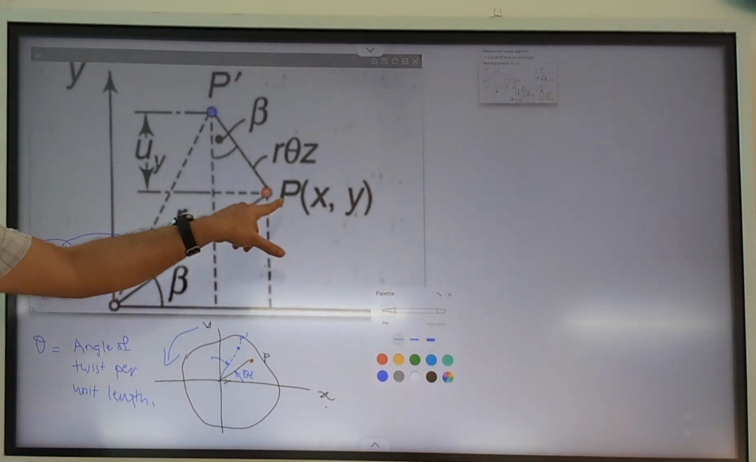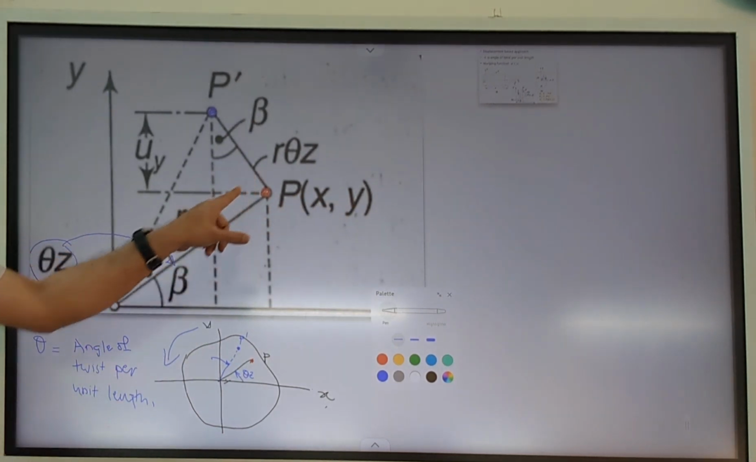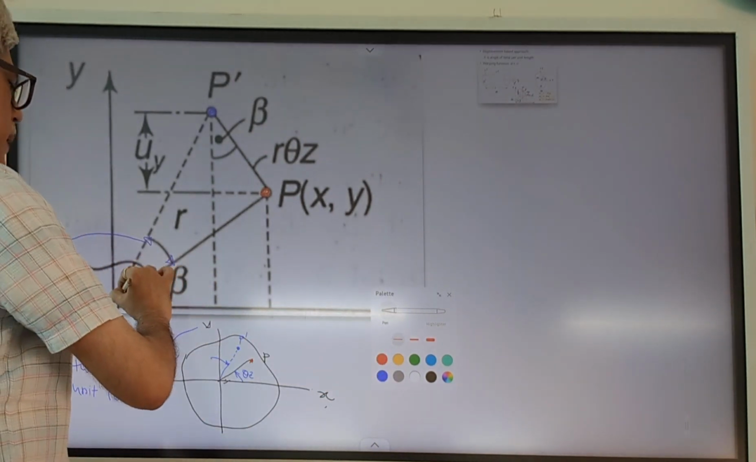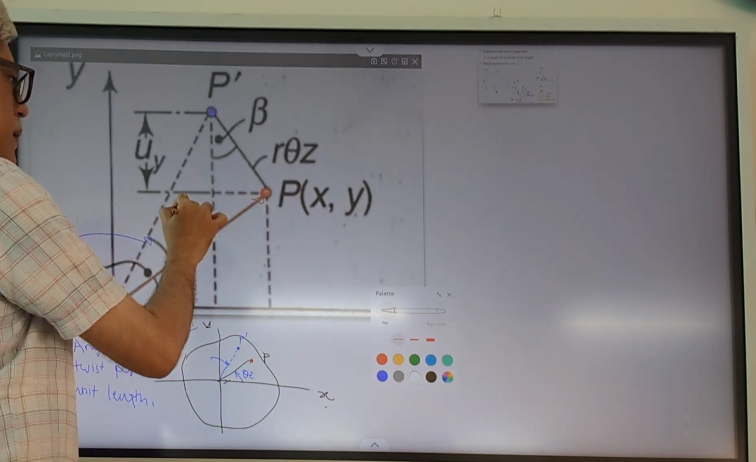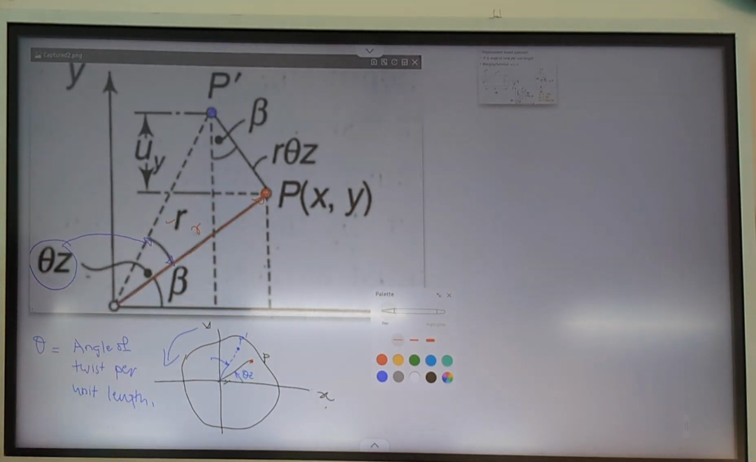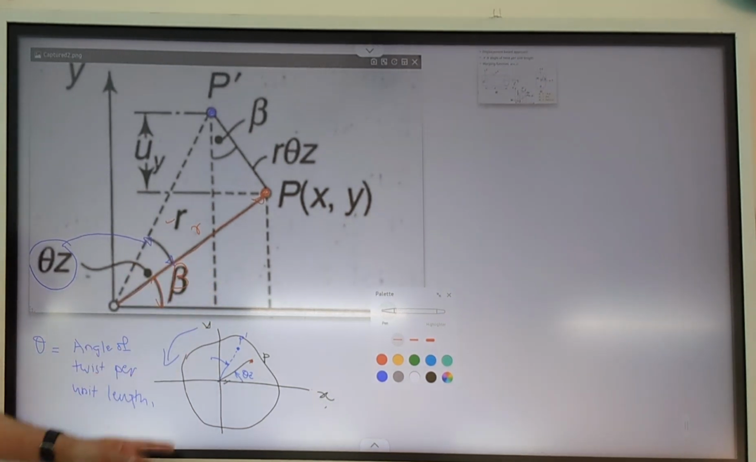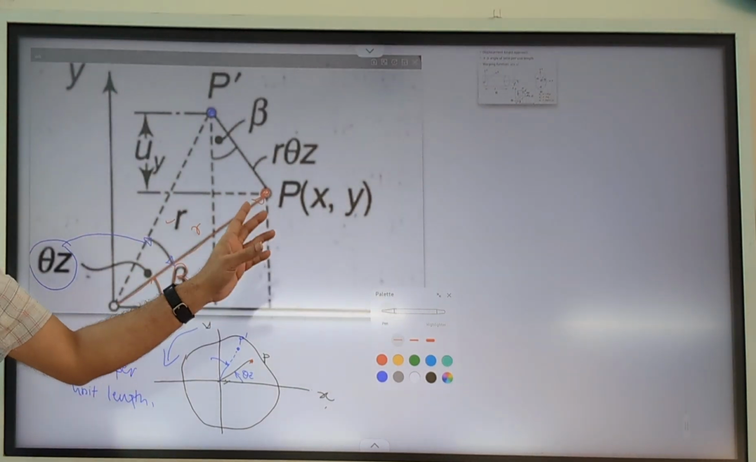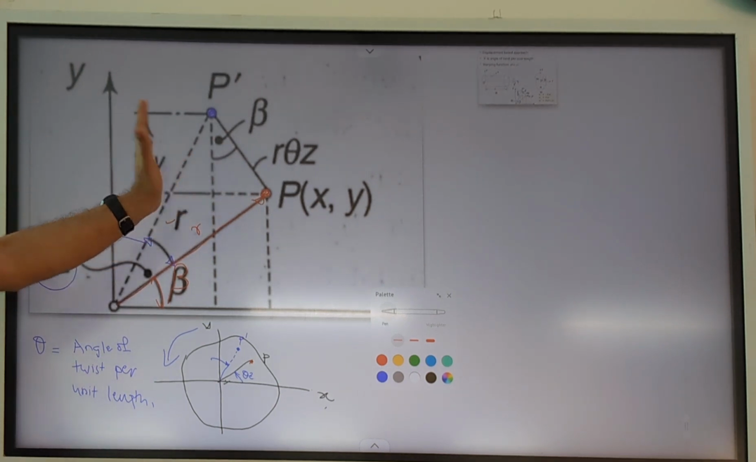Okay, now this point's coordinates are x and y. In polar coordinates, we can define this point as located at a distance r, so this is r, and at an angle beta with respect to the x-axis. The ultimate reason why we are doing this is to calculate the displacement of this point, that is, what are ux and uy when it has undergone this twist.